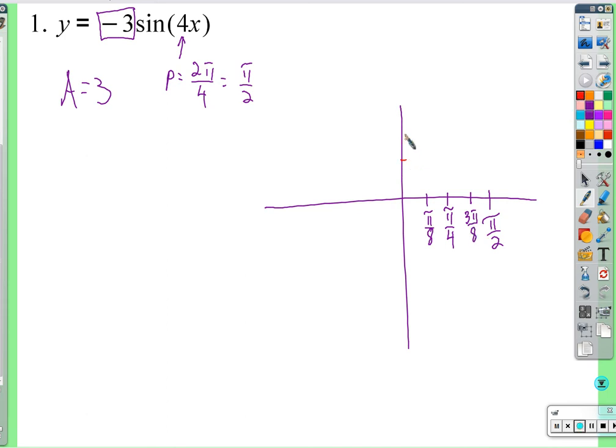Alright, amplitude is 3, 1, 2, 3. But the midline is still on the x-axis. So normally the sine would go like this, but now, what is it going to look like? It's going to go down first. Down first instead of up. Good. So it's just flipped over like that. So it should go from here down to its minimum at pi over 8, up to the midline at pi over 4, up to its maximum at 2 pi over 8, and back down and finishing the period out.